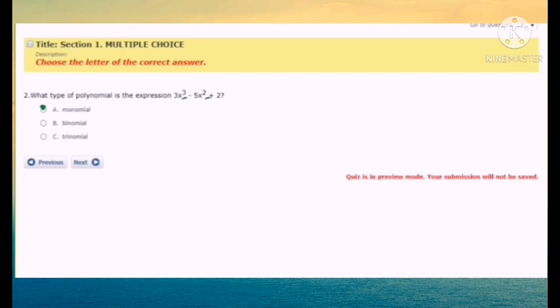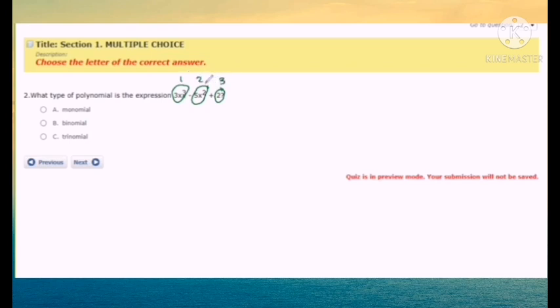Next, number two. What type of polynomial is the expression 3x cubed minus 5x squared plus 2? So we are going to count first the number of terms. When we say terms, they refer to a letter, a number, or a product of numbers and letters, and they are separated by the plus or minus sign. So the first term here is 3x cubed. The second term is 5x squared, and the last term is 2. So if we count, there are 1, 2, 3 terms.